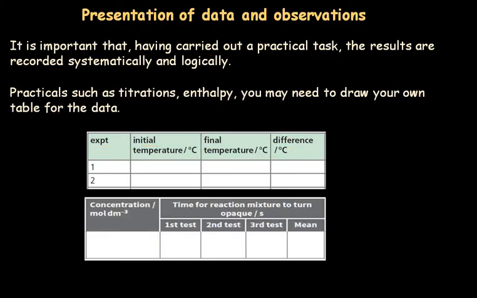Now suppose if we have kinetics experiment, we are considering some concentration of a solution and we are taking various readings for the time. So we need to divide one column into the various sub-columns, and then at the end there should be a mean of all these tests. So this is how we can present our data in a form of table with columns and sub-columns also.